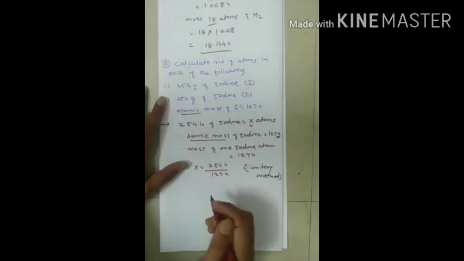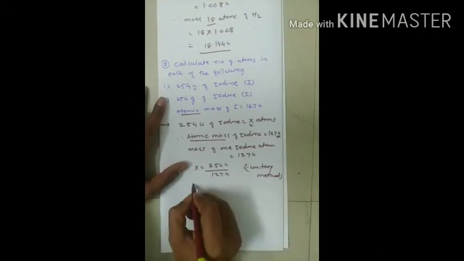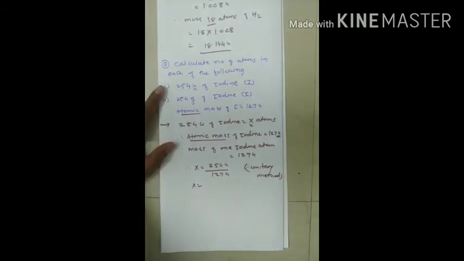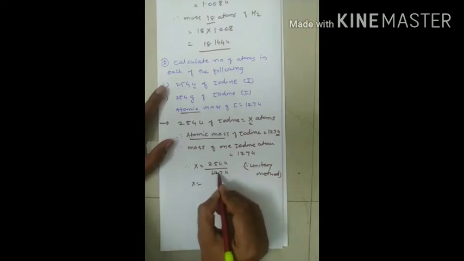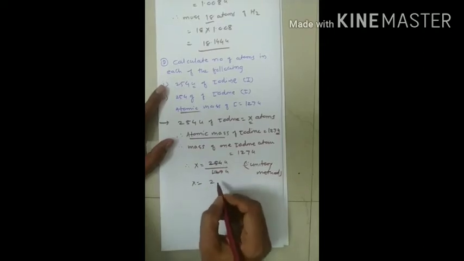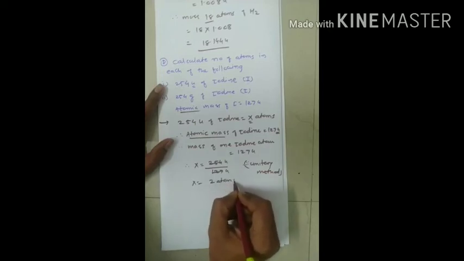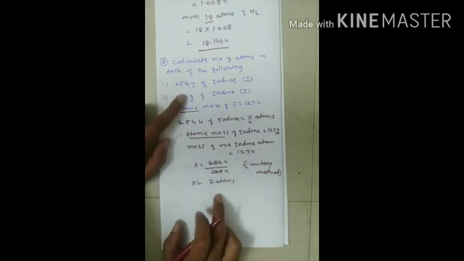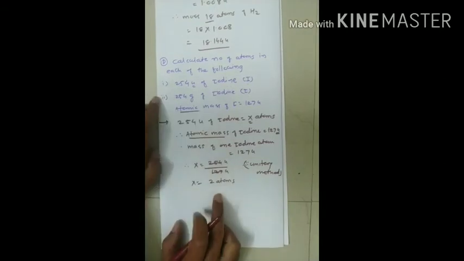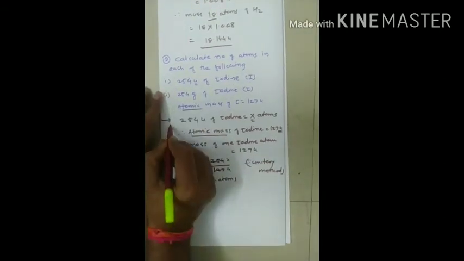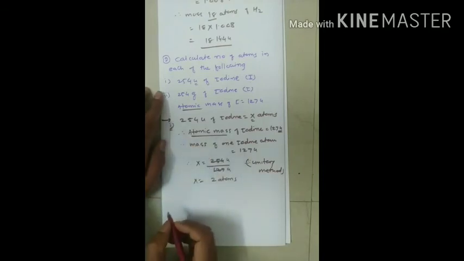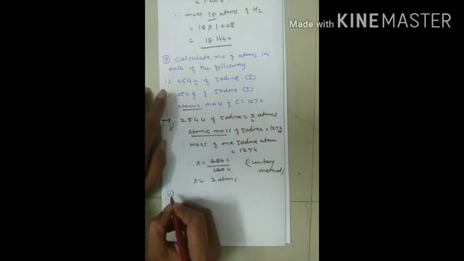And when we solve it, it is very easy. Therefore X equals 254 unit upon 127, which makes the calculation very easy. We will get two atoms. In short, 254 U of iodine contains two atoms only. So this is how we will solve. This is your solution of the first sub question. Now moving ahead, the solution of the second question.